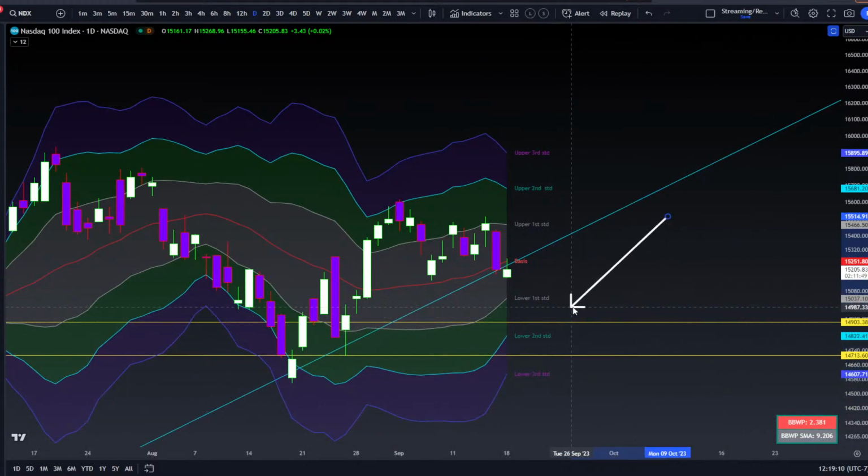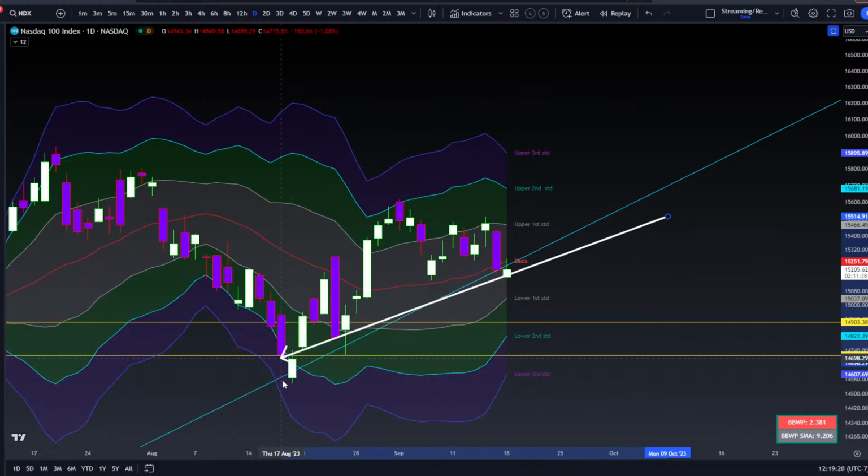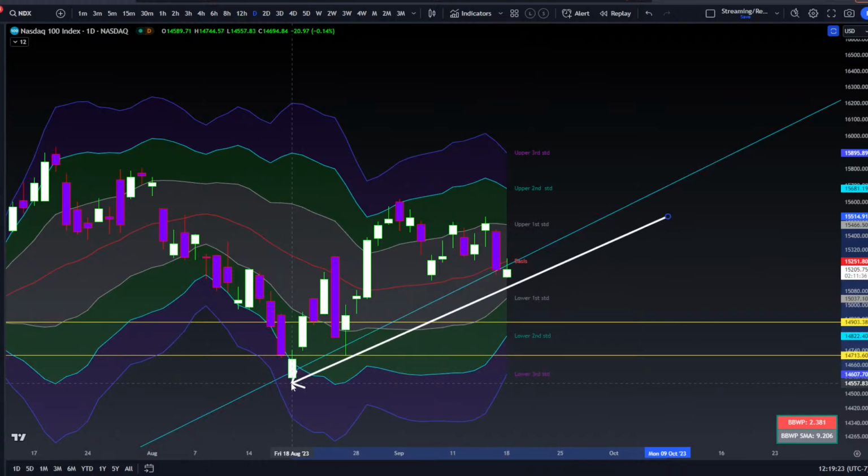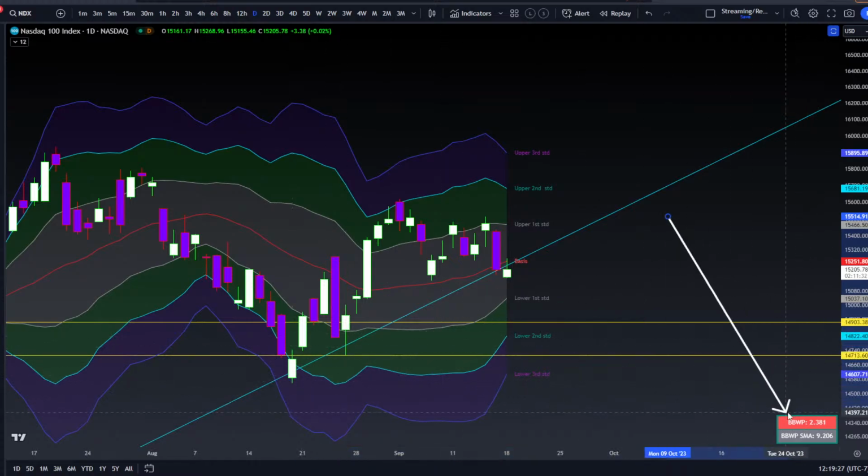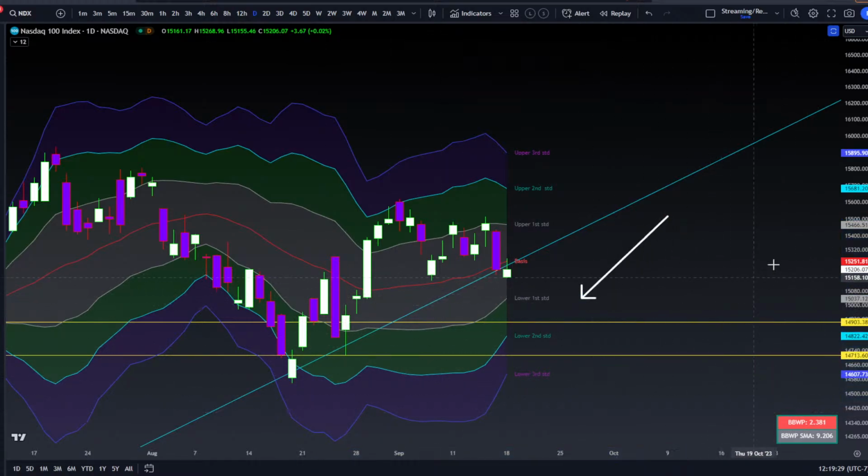And I'd be looking to this support area down here, 14,900, with the lower second coming in at 14,800. Any closures below there, and especially below 14,700, I'm looking back towards the lows again at 14,600. Closures below there would just be further expansion of the Bollinger Bands to the downside.